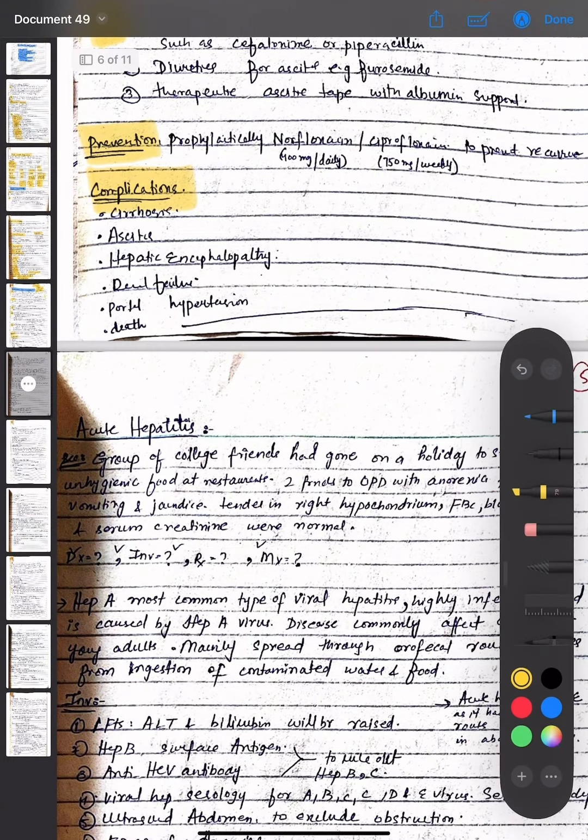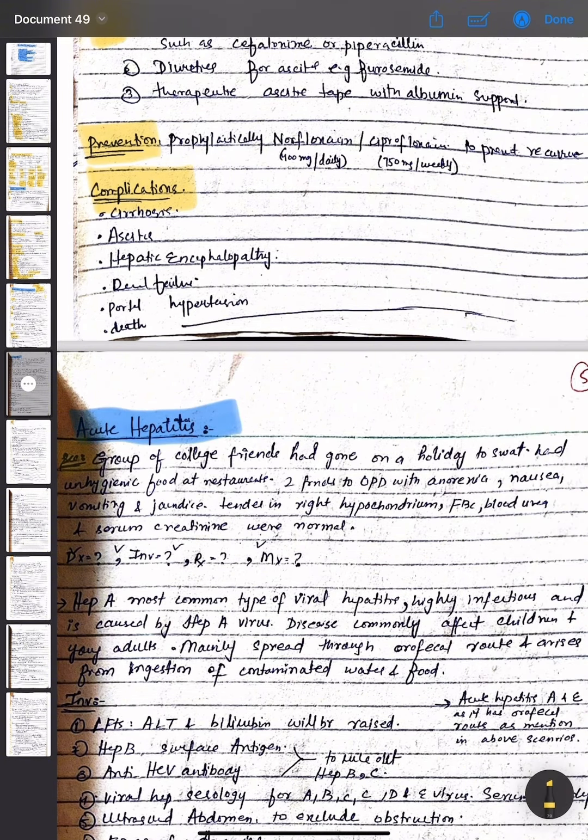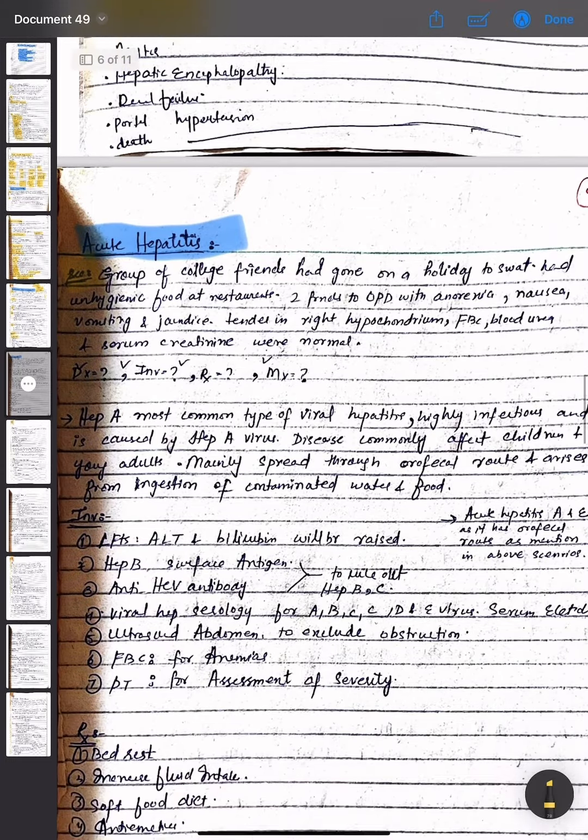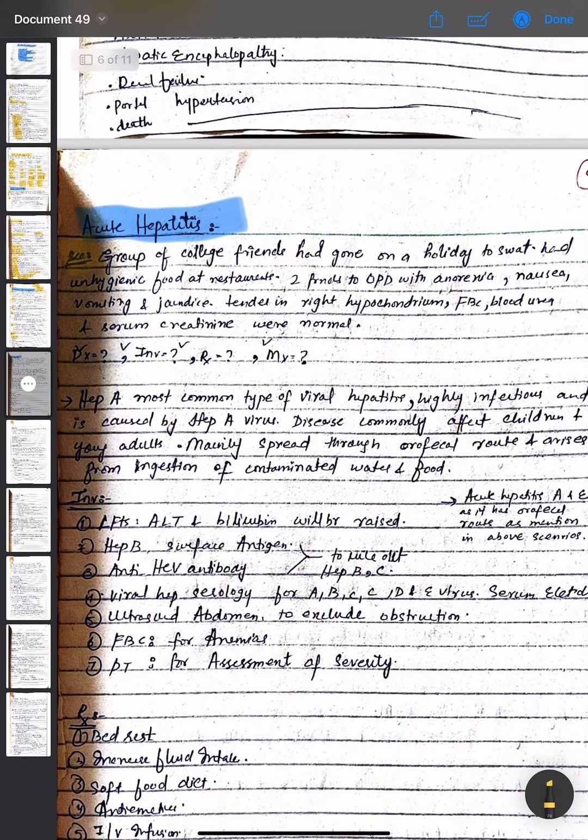Coming to the next topic, that is acute hepatitis. We have a scenario of a group of college friends who went on a holiday to Swat and had unhygienic food at a restaurant. Two friends came to OPD with anorexia, nausea, vomiting, jaundice, and tenderness in the right hypochondrium. FBC, blood urea, and serum creatinine were normal.